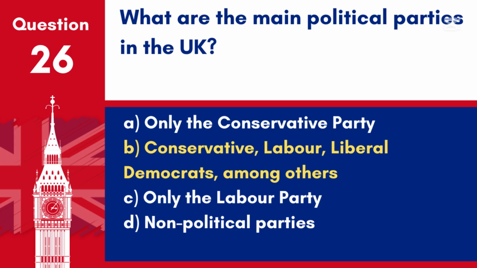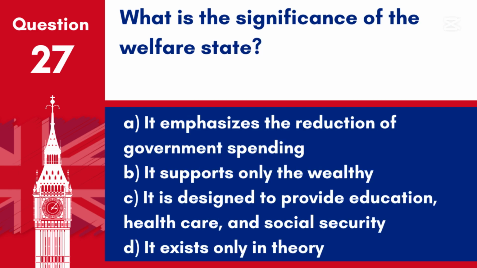Answer: B. Conservative, Labour, Liberal Democrats, among others. The UK has multiple political parties, with the Conservative, Labour and Liberal Democrats being among the most prominent, representing a range of political perspectives.